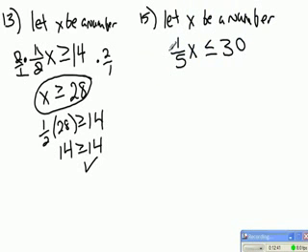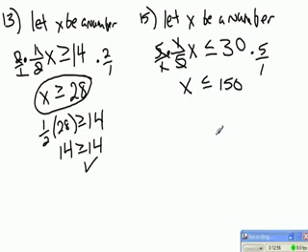I want x by itself, so I want to get rid of the 1/5. You can do that by multiplying by 5 over 1. X is less than or equal to 30 times 5, which should give you 150. So I need x to be less than or equal to 150.